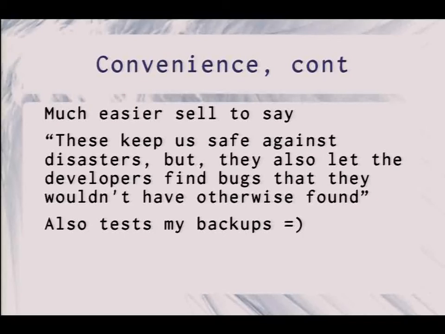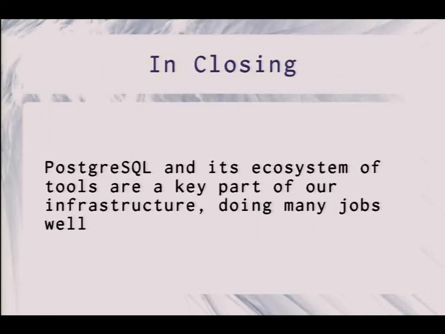You can do this lovely A-B side-by-side comparison, and it's really handy. It also means that my developers are testing my backups. Which, you know, offloading some work onto them is always nice, plus it makes them happy. So PostgreSQL and its ecosystem of tools are a really key part of our infrastructure. We use it for a lot of different things. We use it to keep things running. We use it to offload really hard work because it does things like durability really well. And it does a bunch of other stuff for us. We really wouldn't have as nice a system without it.